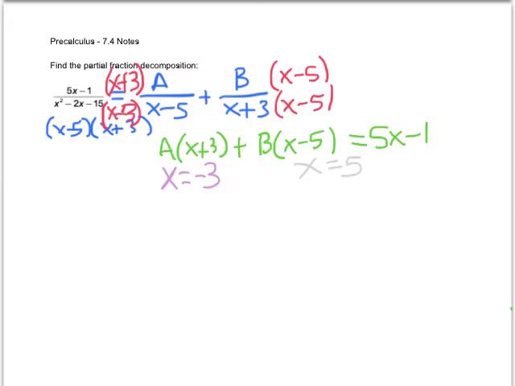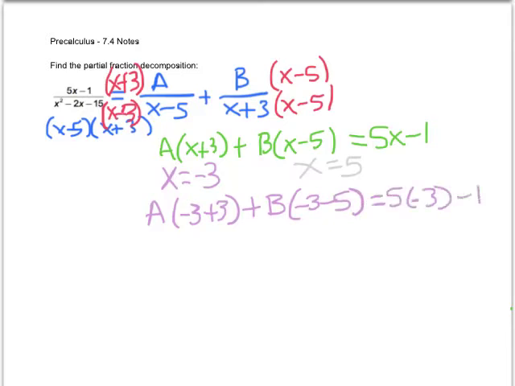Those are the two ways that you get a 0 here. The reason I picked these, and we'll go with the negative 3 first. When I work out negative 3, I get a times negative 3 plus 3. That makes 0, plus b times negative 3 minus 5 equals 5 times negative 3 minus 1.